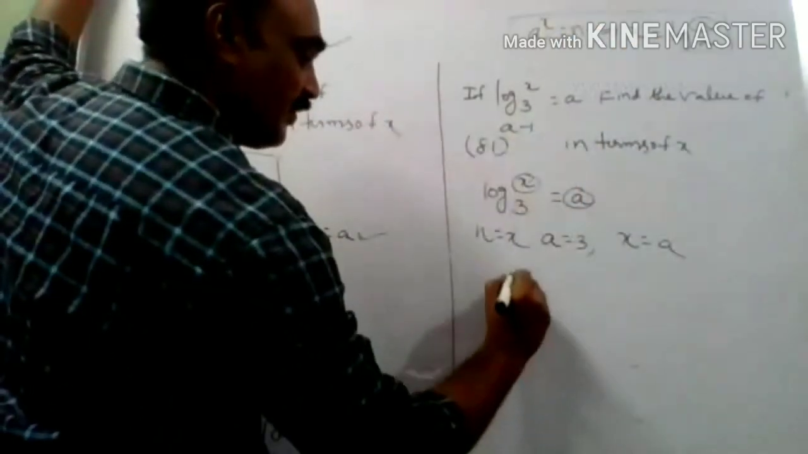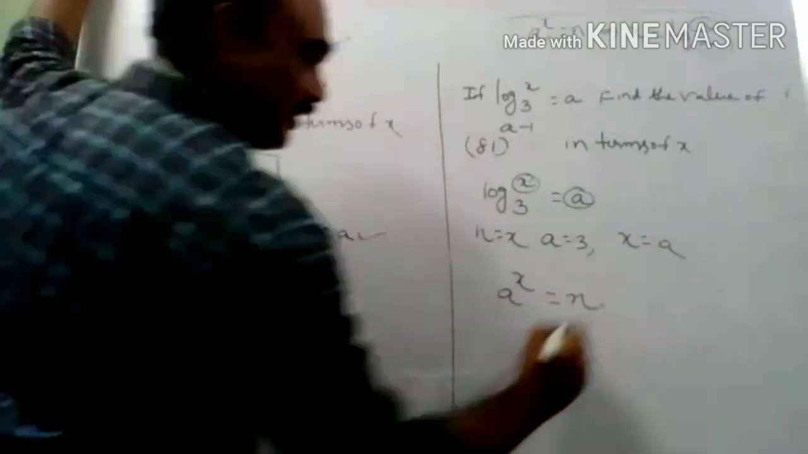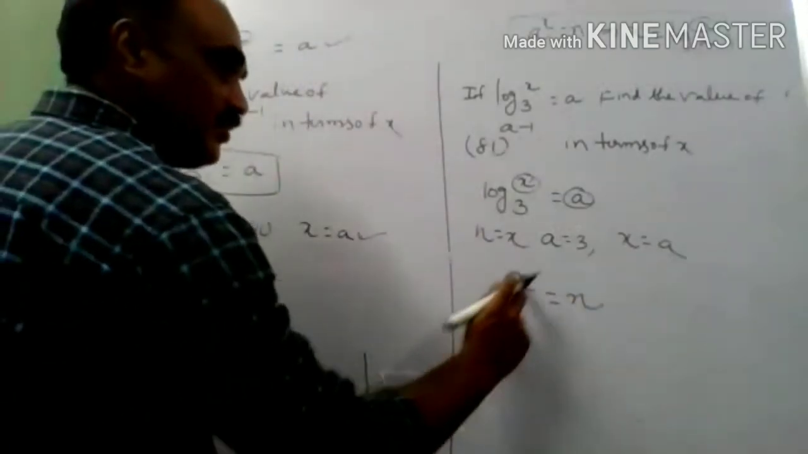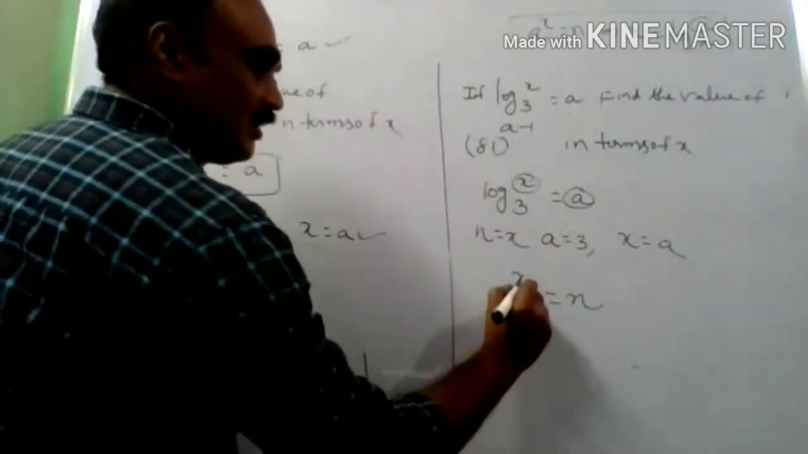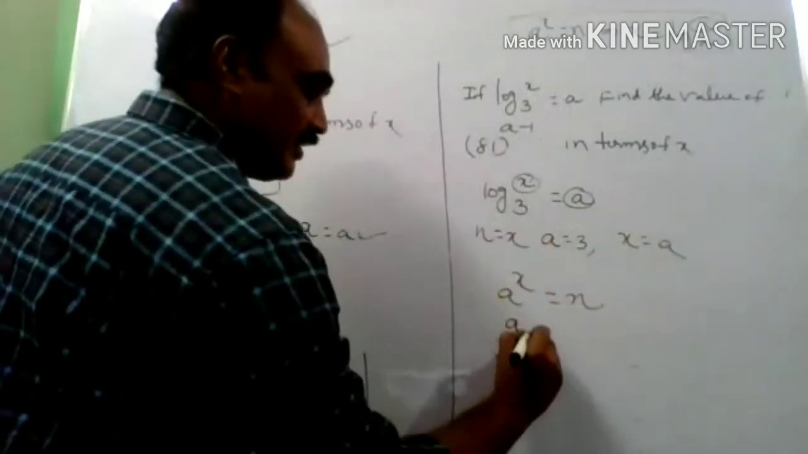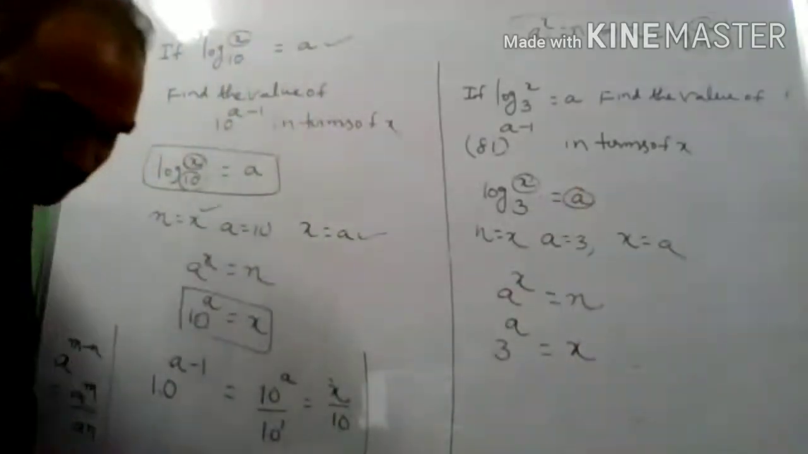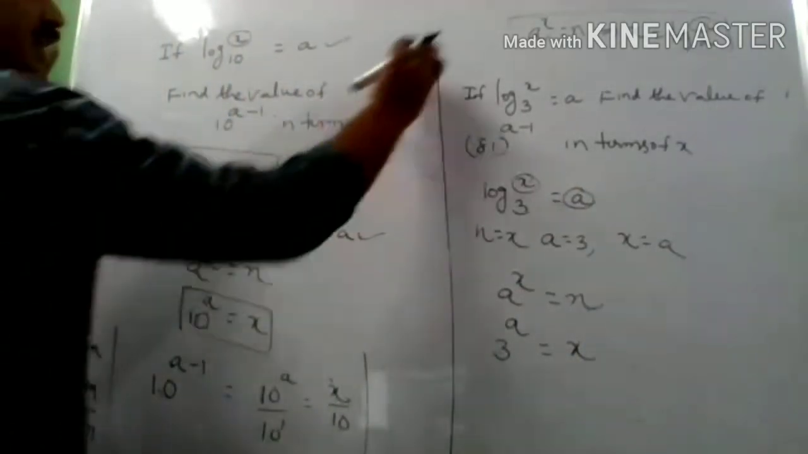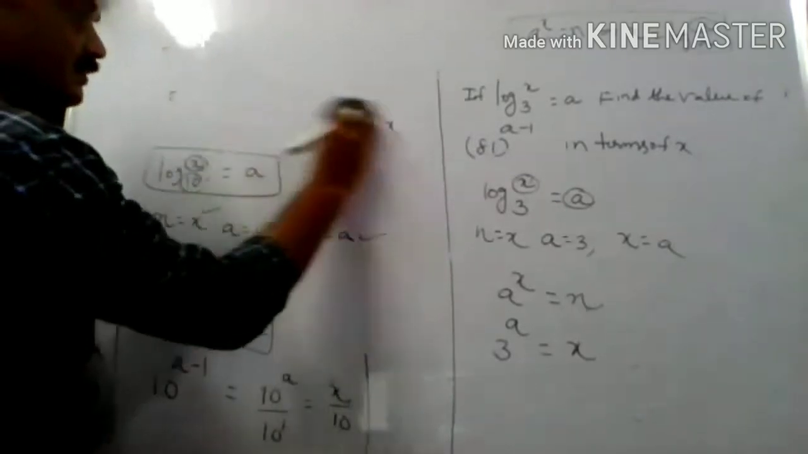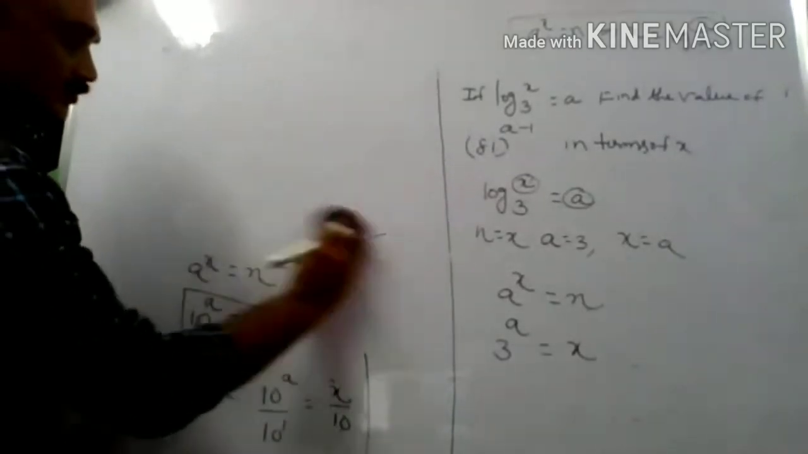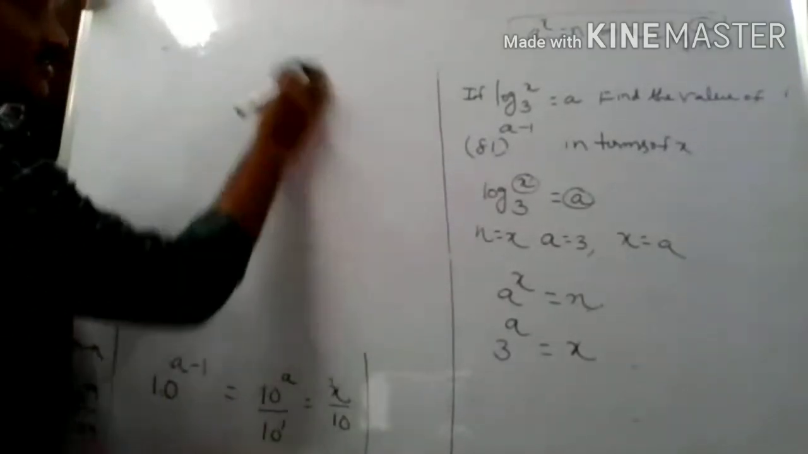In exponential form, a power x is equal to n. What is a, students? 3. So 3 power a is equal to n, and n is equal to x. Okay, students, 3 power a is equal to x.